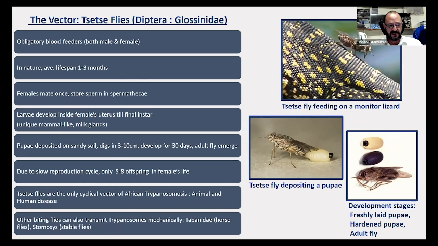So, for example, the Tabanidae horseflies or the stable flies. And this is mainly because of, especially the Tabanidae, their large mouth parts. So if they are in a herd of cattle or a herd of buffalo, and the fly takes an infected blood feed from one animal and moves rapidly to another, there is a potential that the parasites might survive on its mouth parts and be introduced into the next animal.